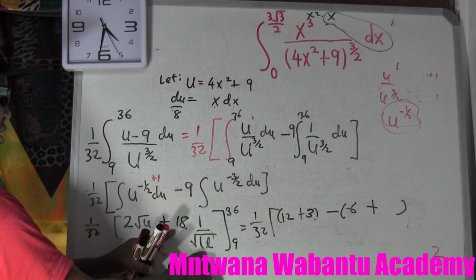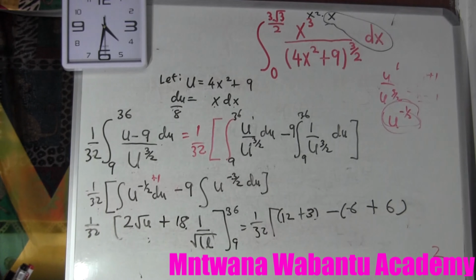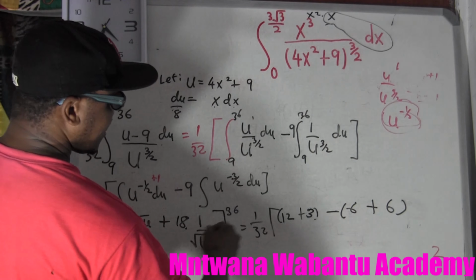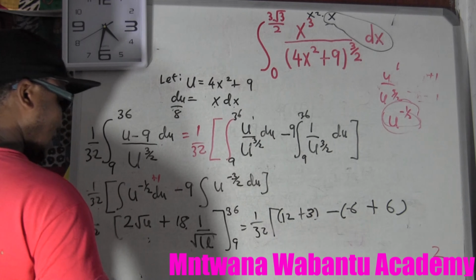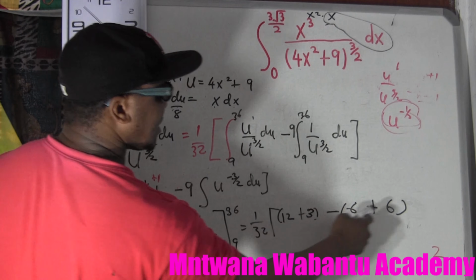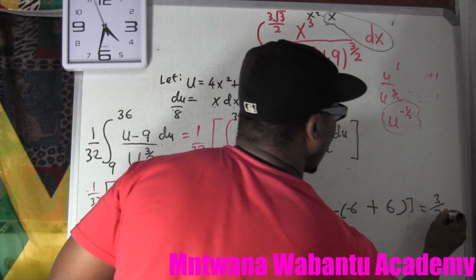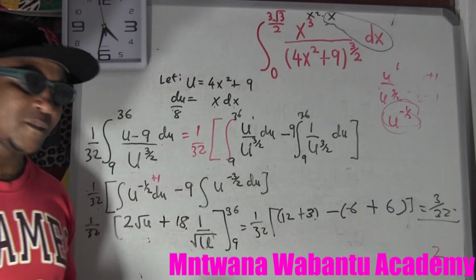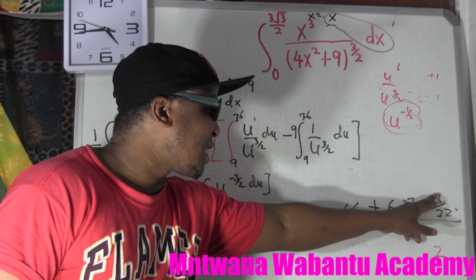Now take this 9, it's going to give you 3. 18 divided by 3 equal to 6. So now this is going to be 15 minus 12 equal to 3. 3 over 32. You see? And this is going to be the final answer, 32 over 3 over 32.